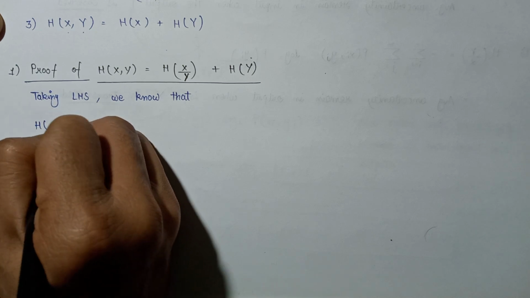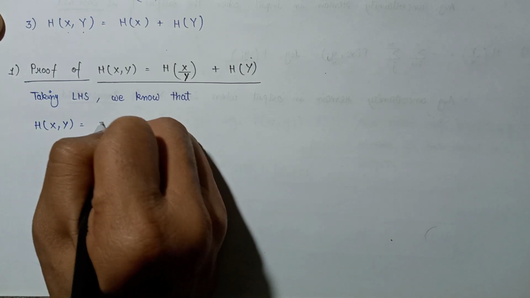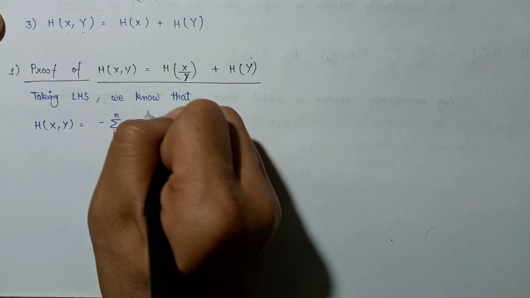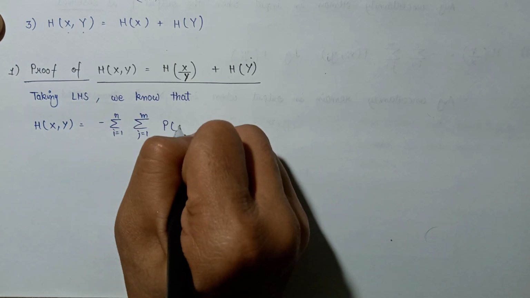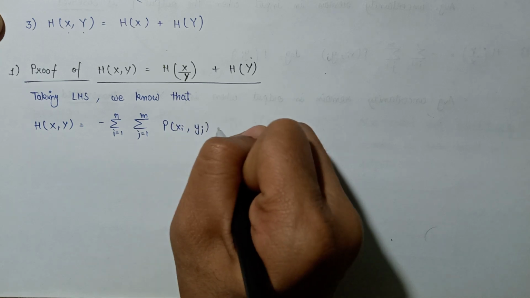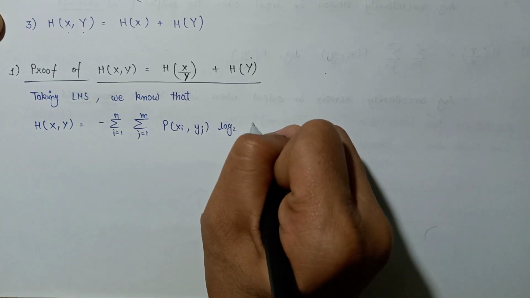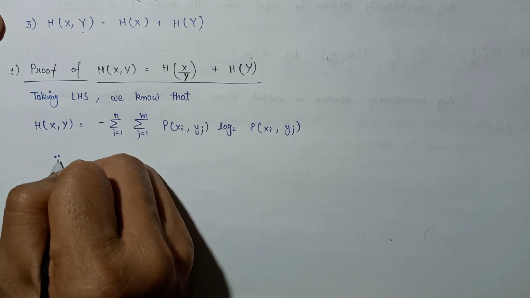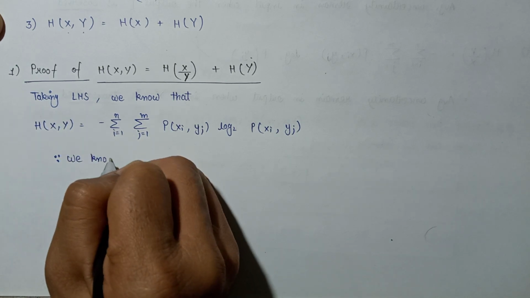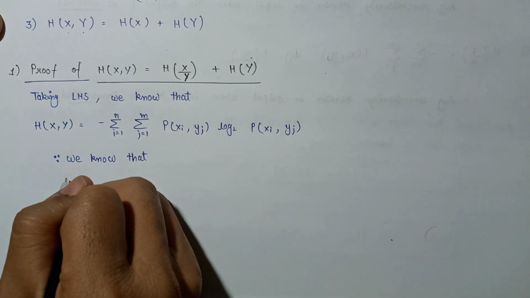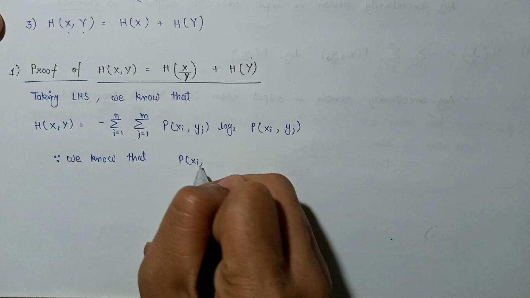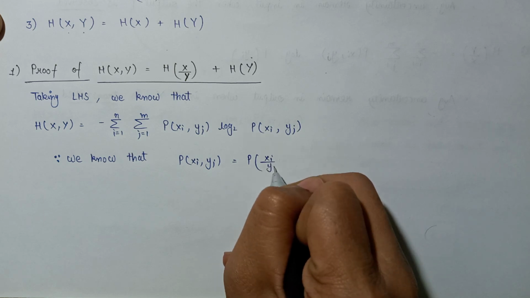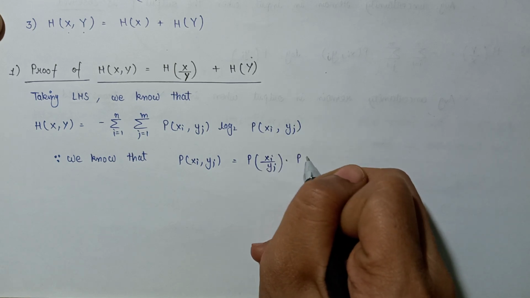the expression for H(X,Y) is equal to minus summation i ranging from 1 to n, summation j ranging from 1 to m, p(xi, yj) log base 2 p(xi, yj). Since we know that p(xi, yj) is also equal to p(xi|yj) multiplied by p(yj).